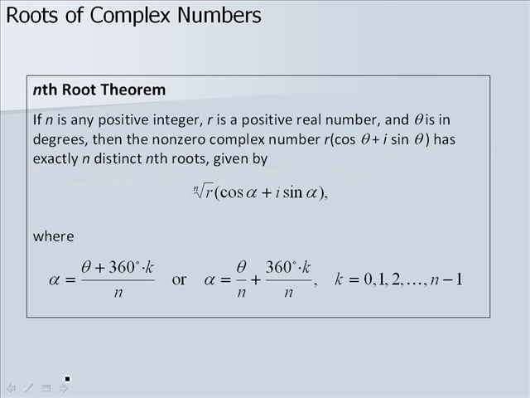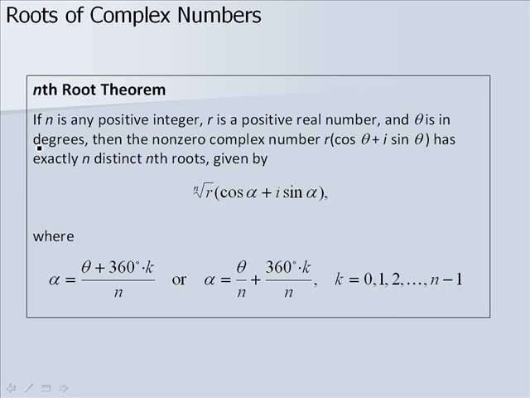We also have this nth root theorem. If n is any positive integer, r is a positive real number, and theta is in degrees, then the non-zero complex number r cosine of theta plus i sine of theta has exactly n distinct nth roots, given by the nth root of r times the cosine of alpha plus i sine of alpha, where alpha is defined as follows: theta plus 360 degrees times k over n, or we can split it up into two fractions, where k is 0 through n minus 1. So 1 less than the root we're taking.